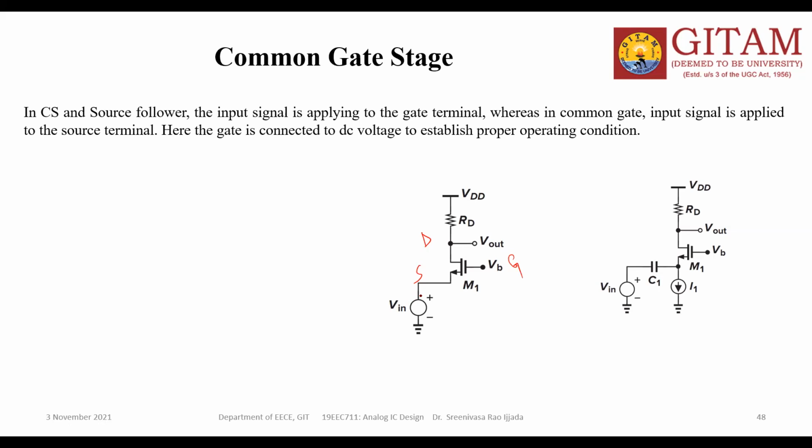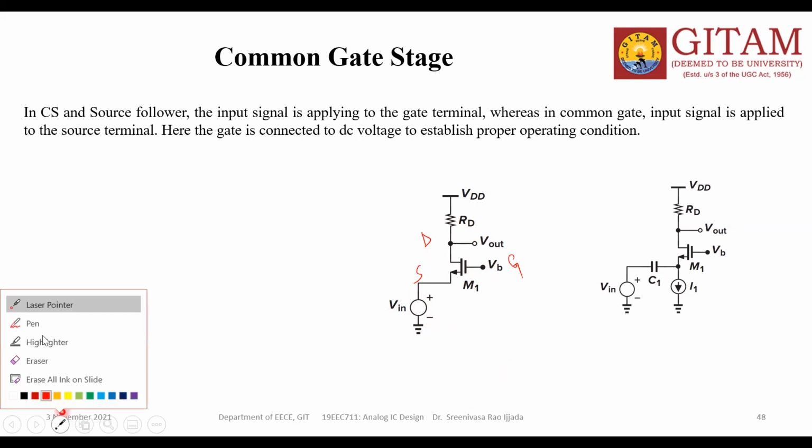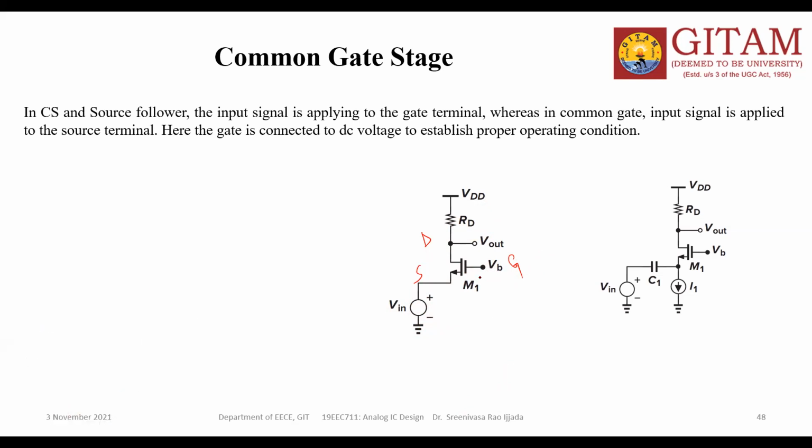So this is the input signal. See here, the input signal is applied to the source terminal. Whereas the gate is biased with some voltage. Since the gate is common between the output and input, the input is applied between the gate and the source, and similarly, output is collected here. The gate is common for the input side and the output side.